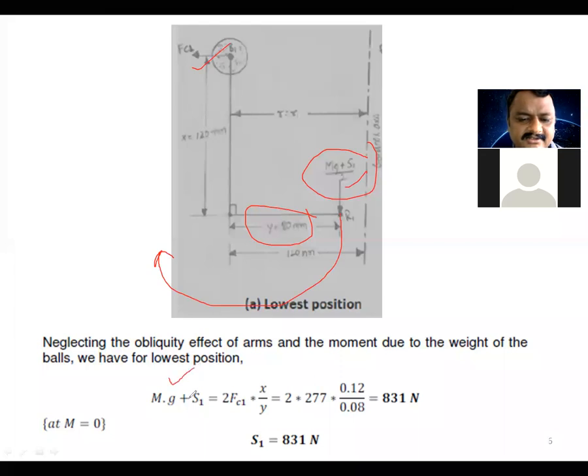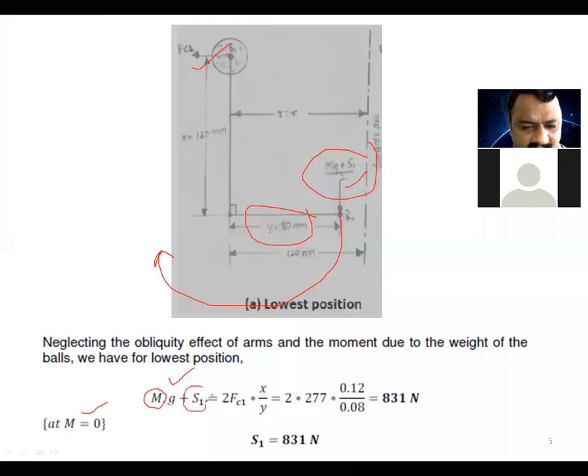So I'll write mg plus S1 divided by 2 on the left hand side, and Fc1 into x acting on the other side. Then rearrange it. The 2 I will transfer to the right hand side, and y, which was there, gets multiplied with this. So we will get the formula as 2 Fc1 into x by y. The mass of the sleeve is given, right? So this is equal to 0. The mass of the sleeve is equal to 0.